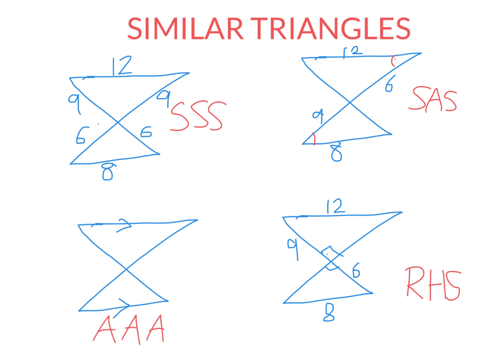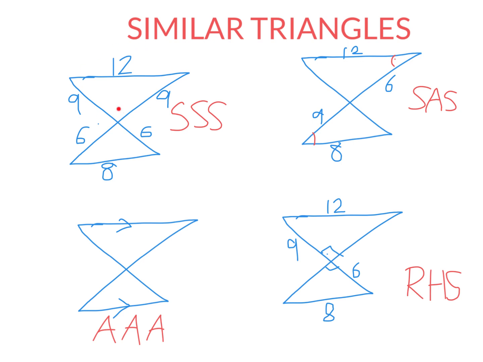So S here in all of these means a side in proportion. A means a pair of equal angles, and R and H means something different. H means hypotenuse and R means a right angle. So for the SSS test, we're saying that if two triangles have all their sides in proportion, then they are similar. I don't even need to check whether the angles are equal.